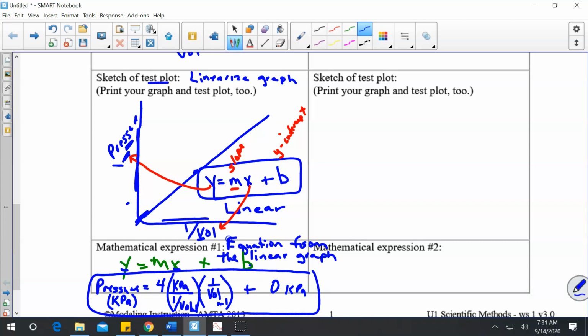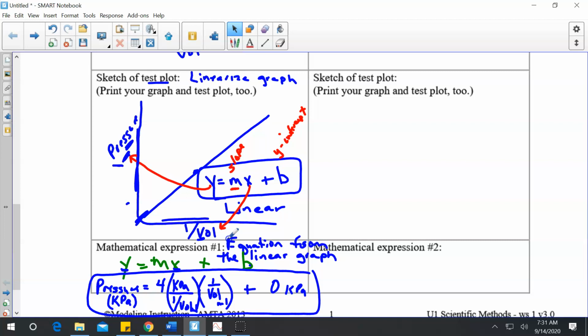Okay, that's what we're really interested in, is getting that equation, and we're going to be using those equations from other data that we collect, and then those equations are going to give us our equations to solve physics problems.